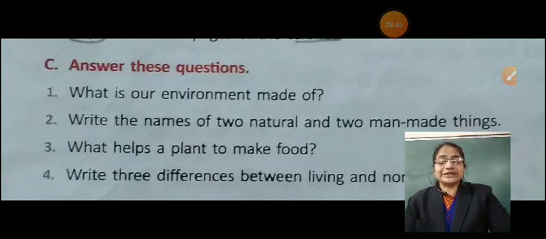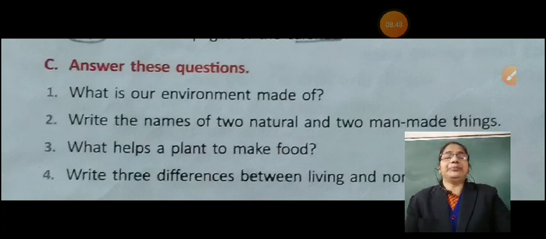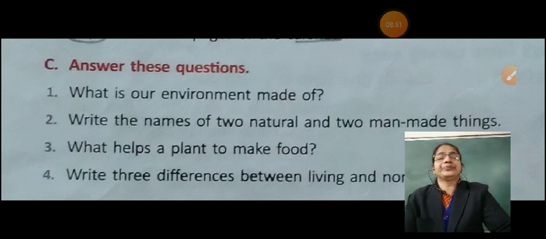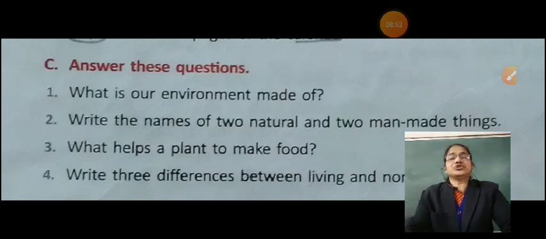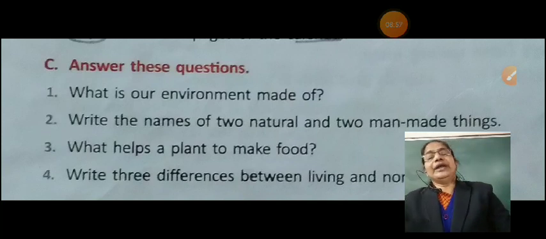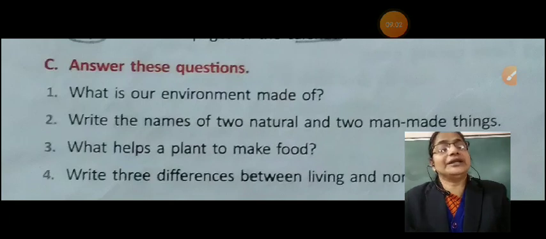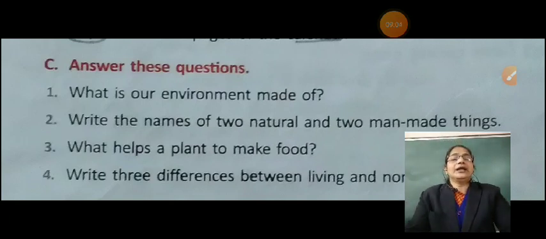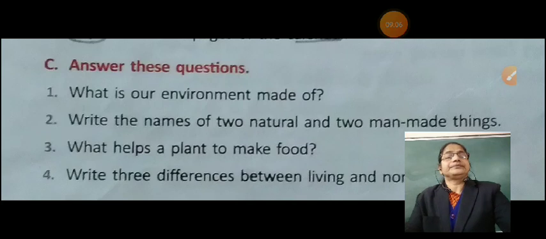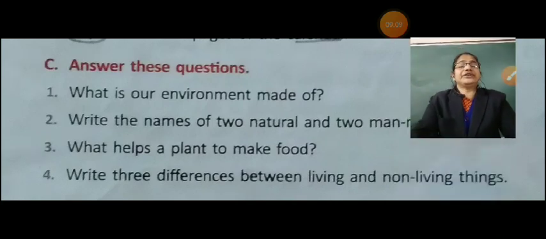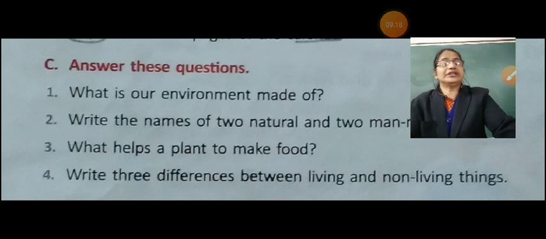Now third one is, what helps a plant to make food? What are the things needed to make food for plants? Plants make their own food with the help of air, water and sunlight. And the last question, write three differences between living and non-living things. You can write here three differences between living and non-living things.